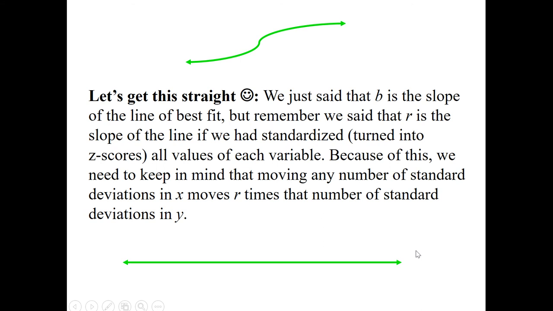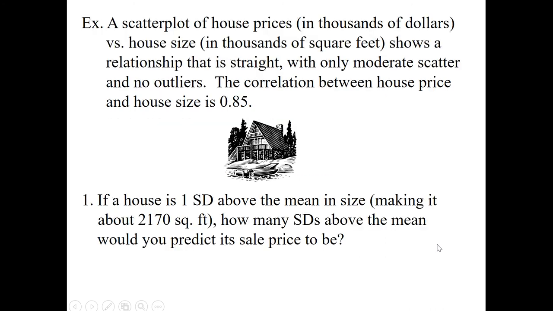All right, so let's get this straight. We just said that b is the slope of the line of best fit. Okay, we had a formula to calculate that. We also said that r is the slope of the line if we had standardized, so turned all of our x values and all of our y values into z-scores for each of those variables. Because of this, we need to keep in mind that moving any number of standard deviations in the x direction will move r times that number of standard deviations in the y direction. So remember, y is based off of x most of the time, right? But it's not totally based off of that. I know that definition right there, that scenario, seems kind of weird.